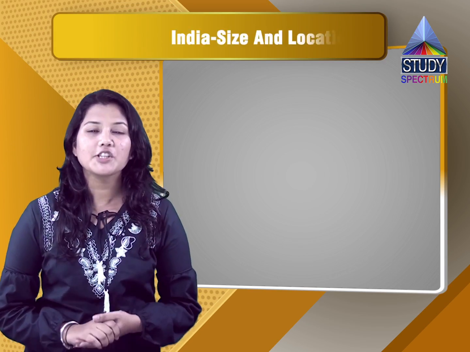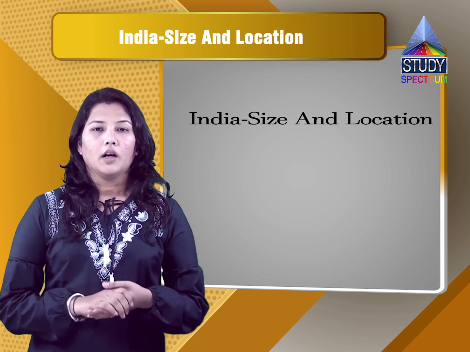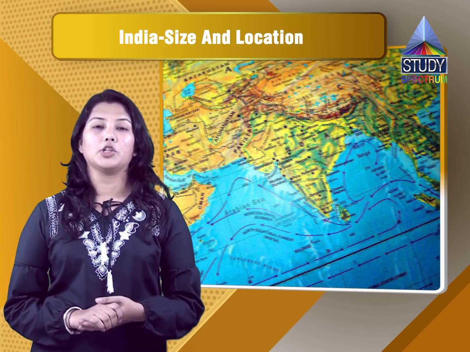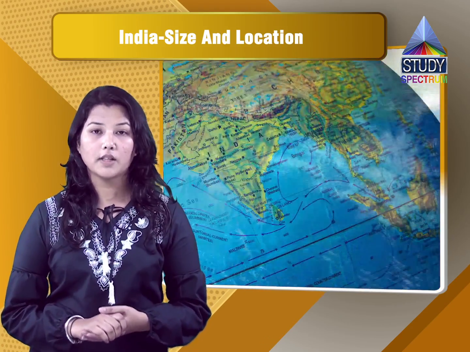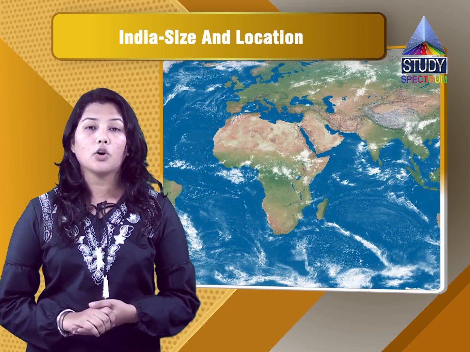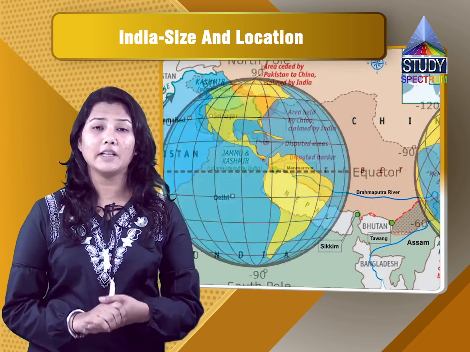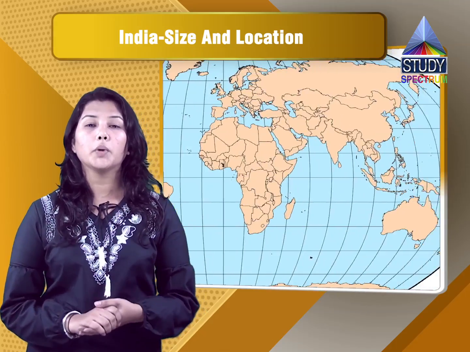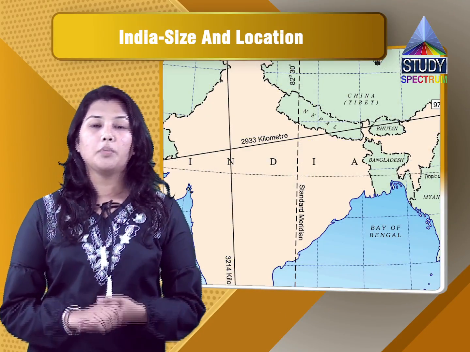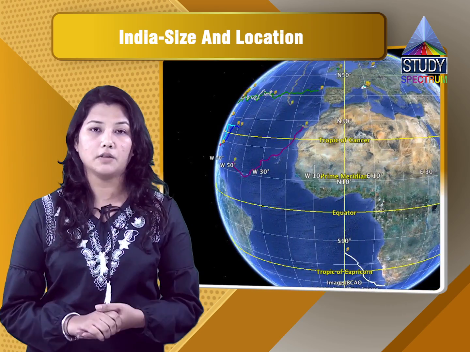We're going to start the first chapter in geography, that is India, size and location. In this chapter, we're going to talk about India's size and location on the Earth's surface. We're also going to talk about how it is located on the Earth's surface, and its neighboring countries. We're going to talk about the latitude, the longitude, the equator, the prime meridian, the standard meridian. All these things will be included in this chapter. That's what we're going to discuss here.